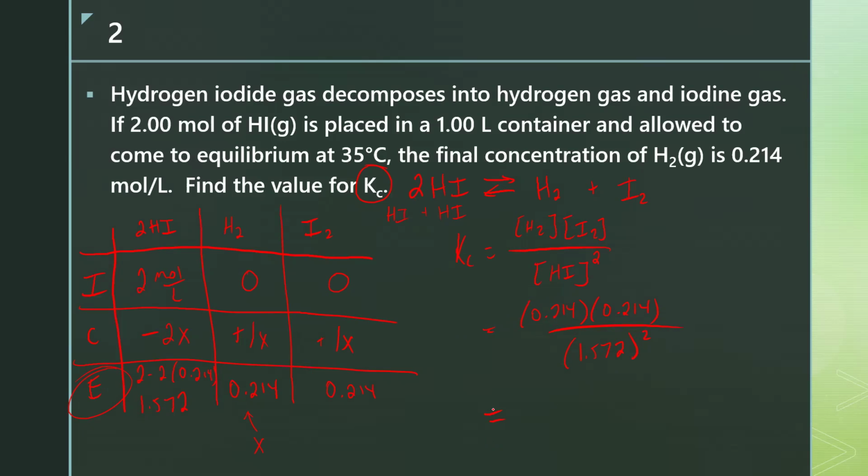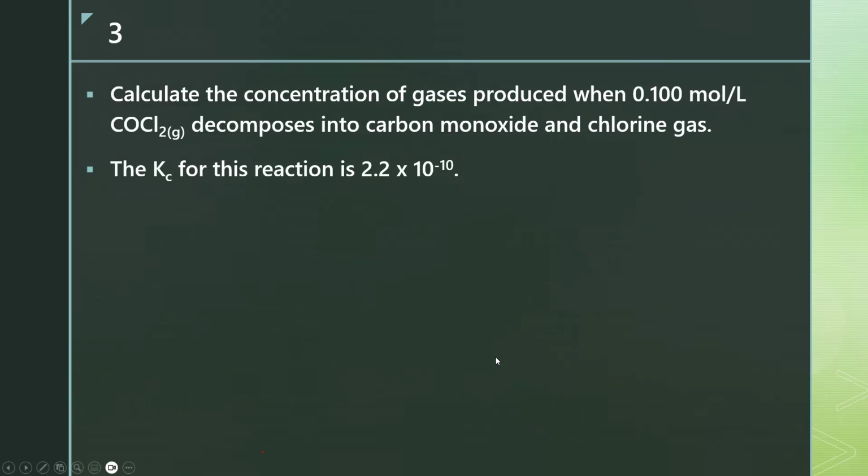Throw that in your calculator into 3 sig digs, because that's what it is in this question. We didn't use the 35 degrees, so it's not 2 sig digs. It's 3 sig digs in this question. It's going to be 0.0185. Or I guess you could say 1.85 times 10 to the negative 2. Whatever floats your boat. And remember, there's no units on Kc. It's just the number. All right, next question here.